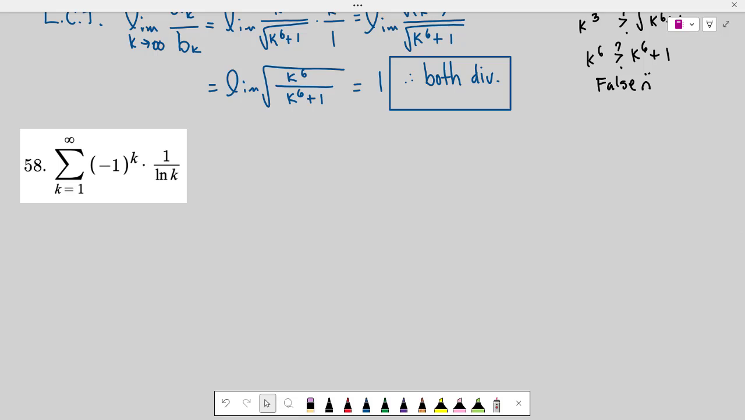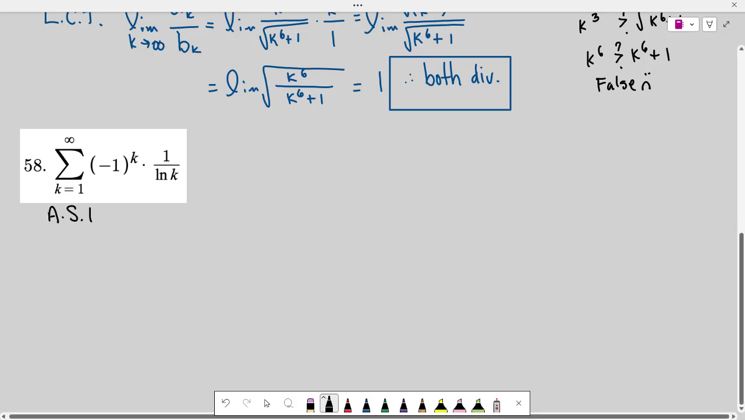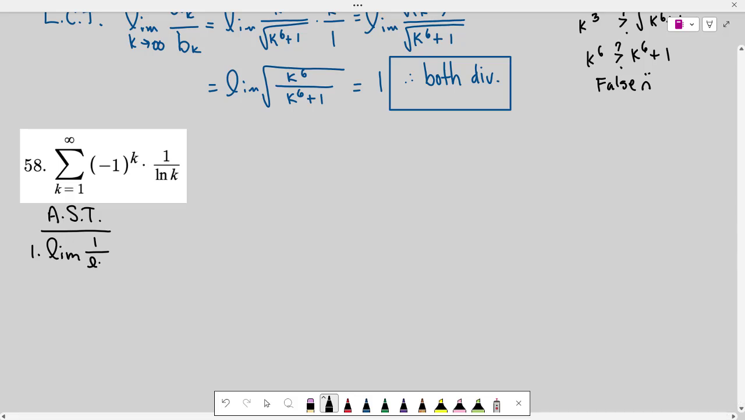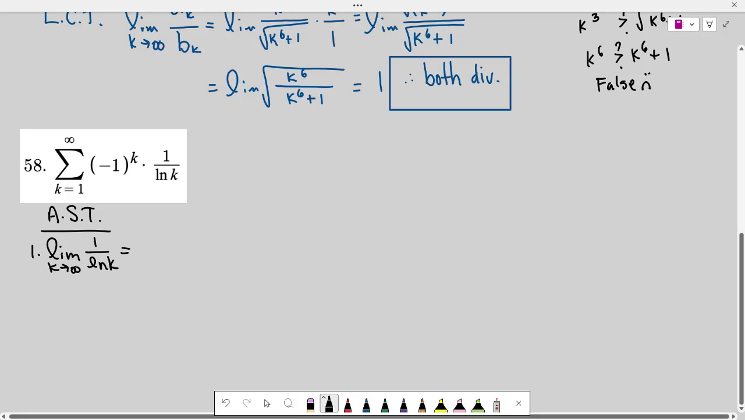Okay, let's look at this one. So once again, the alternating series test, just to show that this series converges in the regular sense. So alternating series test, the limit of 1 over natural log of k as k goes to infinity is? What would that limit be? 0. So the denominator is growing and growing, the numerator is staying fixed at 1. If the denominator is growing without bound, the fractions must be shrinking to 0. That checks.